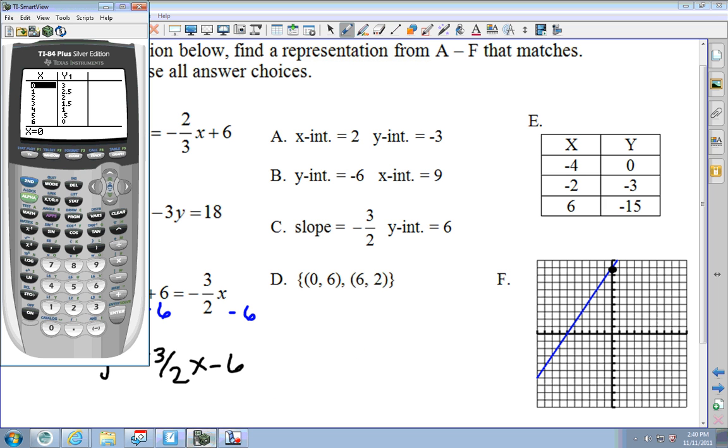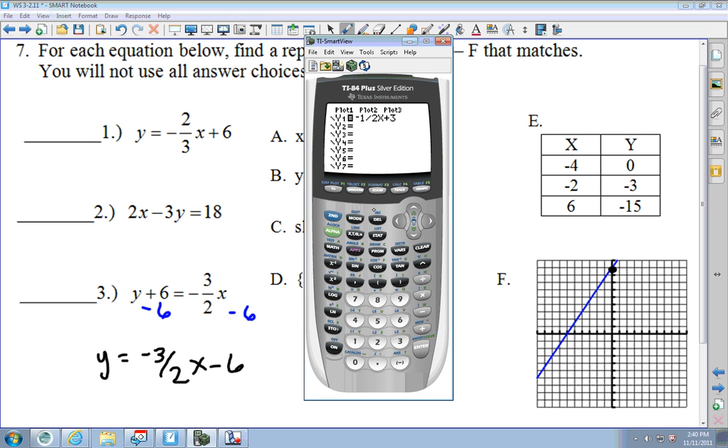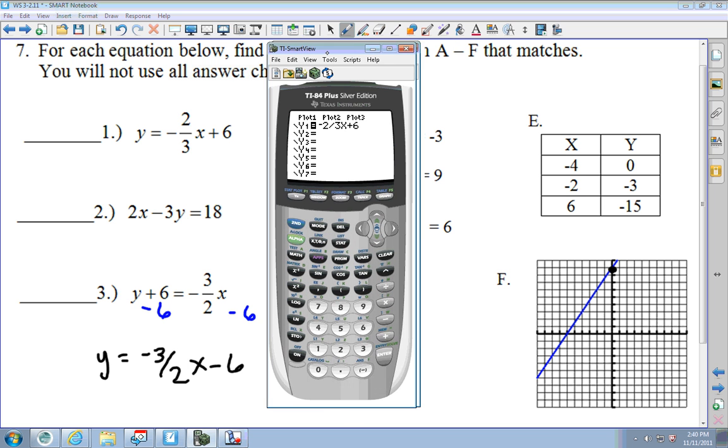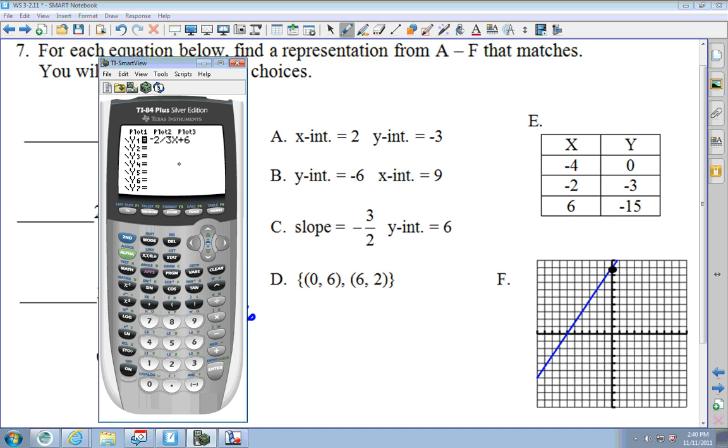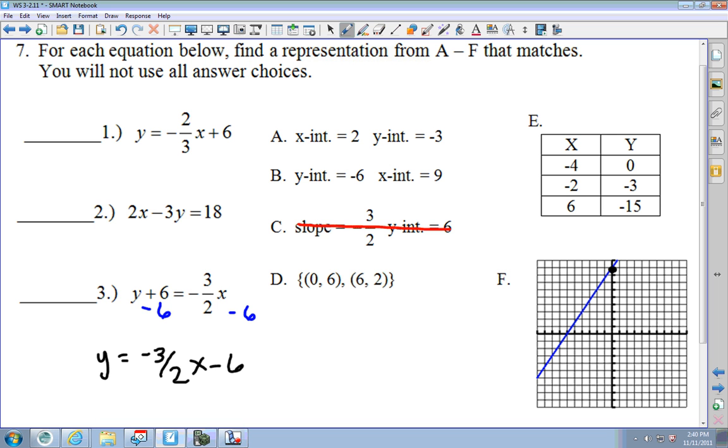Well, let's start with one of them, because sometimes these problems become very, very overwhelming. So let's start by just trying to look up the first one. The first equation I have is negative 2/3 x plus 6. Okay, so we're doing this first one. Let's see if we can eliminate some of these. It does have a y-intercept of positive 6, but it has a slope of negative. So for right now, I'm just going to cross this out for a second.